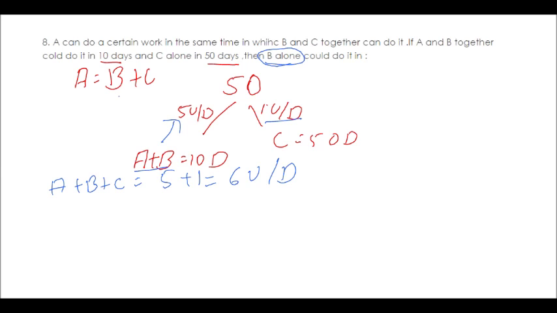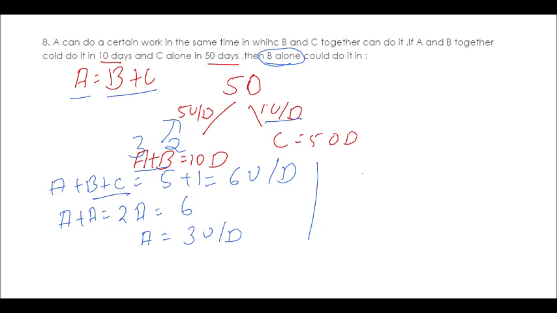But it is given A can do the work in the same time as B and C together. That is, capacity of A is equal to capacity of B plus C. So this B plus C can be replaced with A. So A plus A, that is 2A, is equal to 6. So A is equal to 3 units per day. If A is 3, A plus B is 5, so B must be 2. So the capacity of B is 2 units per day.